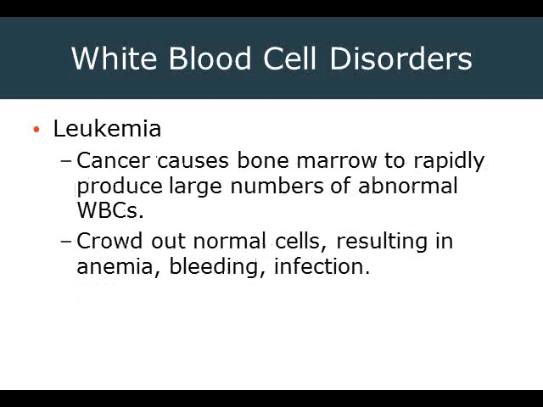Leukemia. So now we've moved to the white blood cell disorders. Remember, those white cells are responsible for fighting off infectious material from our body. They also are involved with the inflammatory process. Leukemia is a cancer that causes the bone marrow to rapidly produce large numbers of white blood cells. So typically these people will have enormous white counts, into the hundreds of thousands.